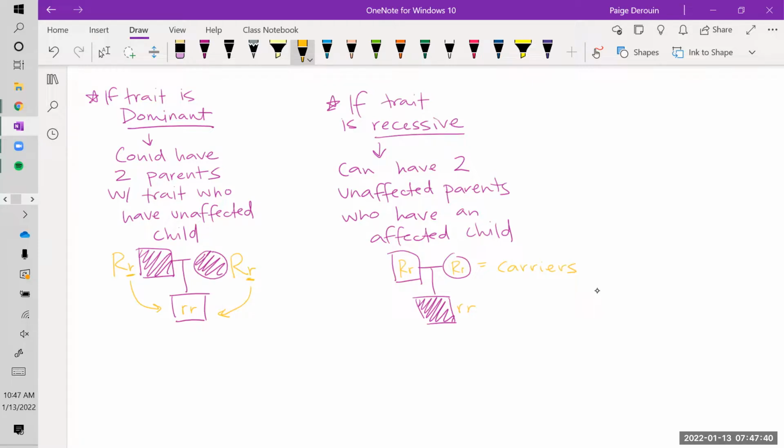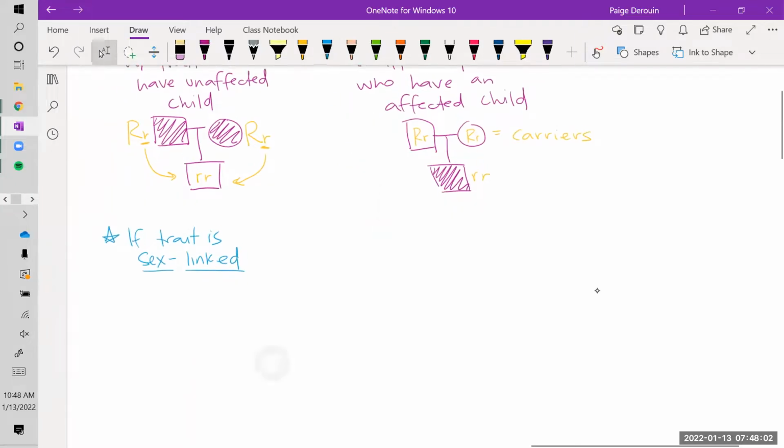Now let's talk about sex-linked versus autosomal. So if the trait is sex-linked, who do you think has it more often? Males or females? It's men, males. More males shaded in. And that's because males only have 1 X chromosome. So they don't have any backup if it's a recessive trait that would cover it up. If they get 1 copy, they have it.